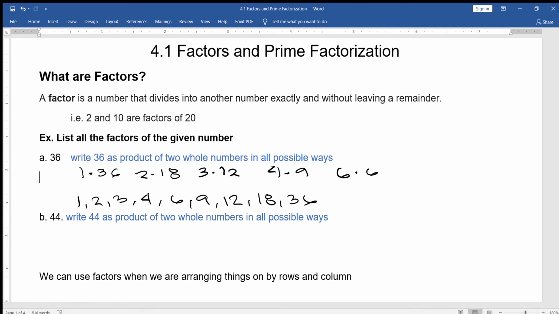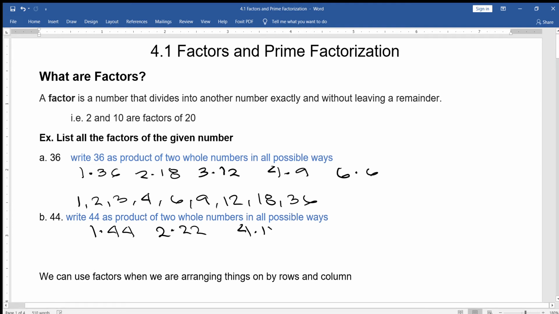Let's have another one. 44. Again, first thing first, you want to list the product of two whole numbers in all possible ways. So the first product is the easiest one. 1 times 44. The next one is 2 times 22. And then the next one, we cannot divide 44 by 3, so we go to 4. And you'll get 4 times 11. Is there any more?